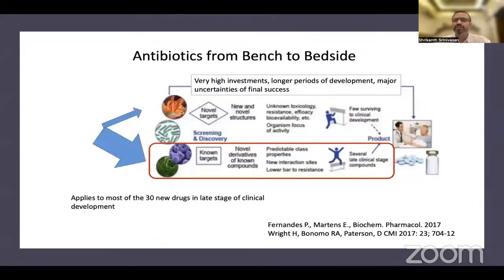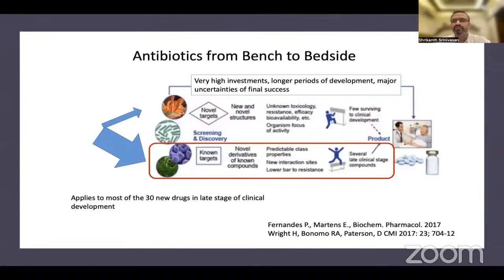So what to do? If you were to go from the bench to the bedside, we can have two types of therapies. First, we can have research for novel targets. We can have new and novel structures, newer molecules, which can be produced, and then that can focus on killing the bacteria through newer mechanisms. But the problem is that these new molecules have unknown toxicology, resistance, efficacy, and bioavailability.